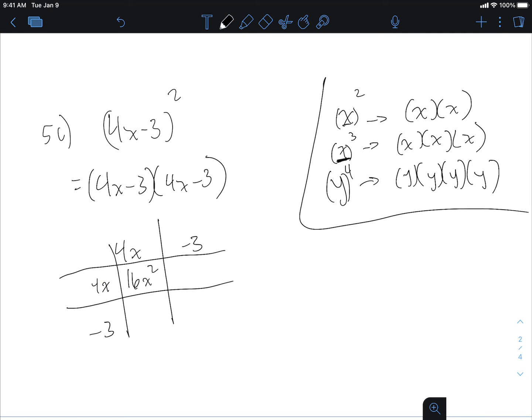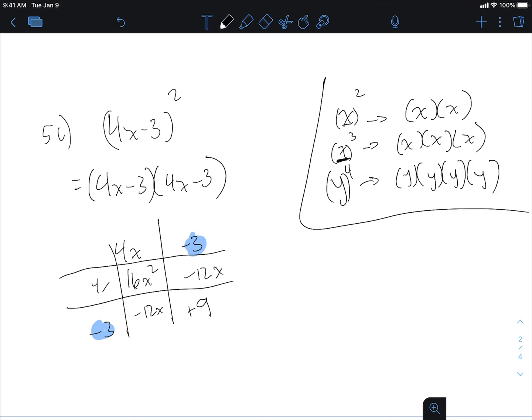Okay, well, let's do the next one. 4x times negative 3 is negative 12x. We said do it again. Negative 3 times 4x is going to be minus 12x. And then one more to go. I'm going to fill in this bottom right corner. Negative 3 times negative 3, that's positive 9.